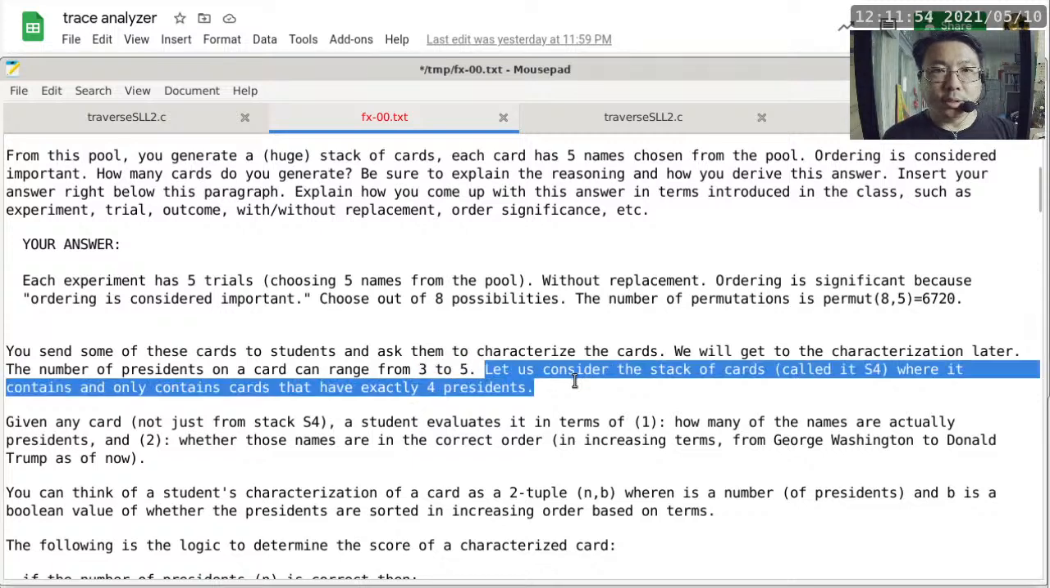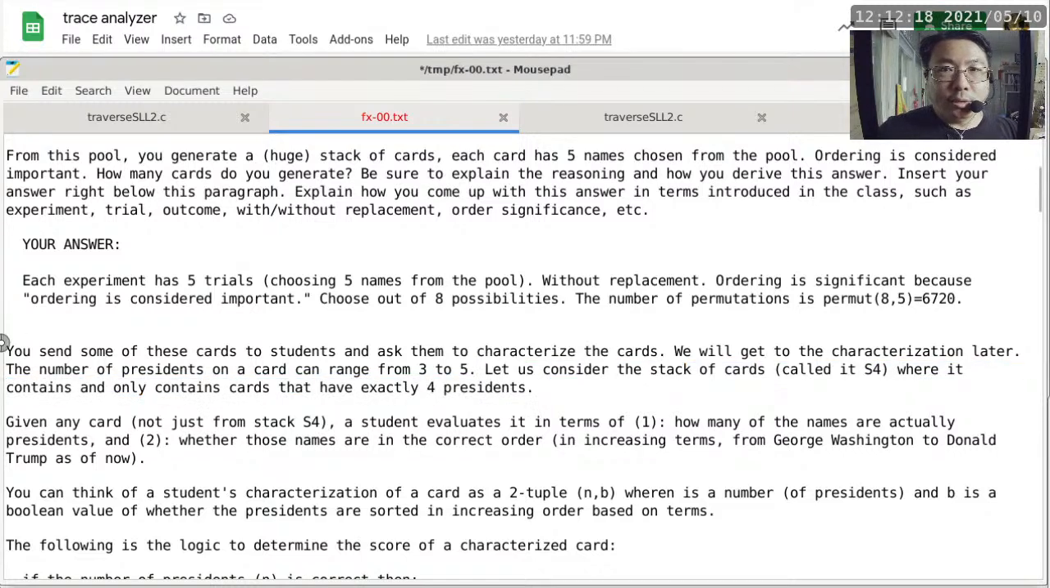Let us consider the stack of cards called S4, where it contains and only contains cards that have exactly 4 presidents. All right, so we got a point here. Oh, okay. Thank you, Anita, for posting the link to the counting module, because that is relevant to this particular question.